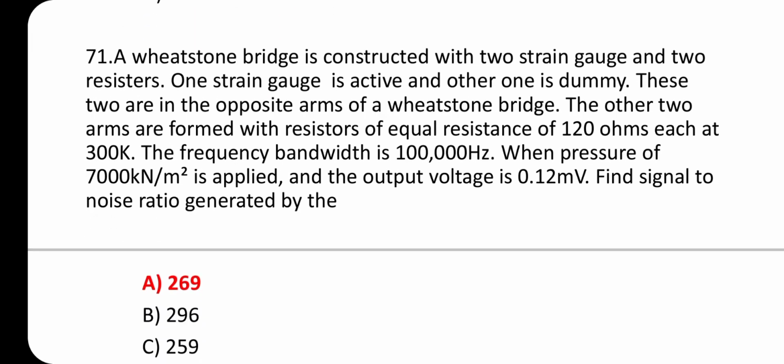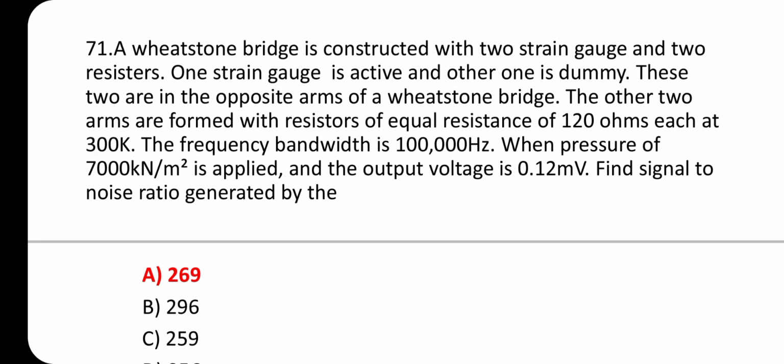A Wheatstone bridge is constructed with two strain gauges and two resistors. One strain gauge is active and the other one is dummy. These two are in opposite arms of a Wheatstone bridge. The other two arms are formed with resistors of equal resistance of 120 ohms each at 300 Kelvin.